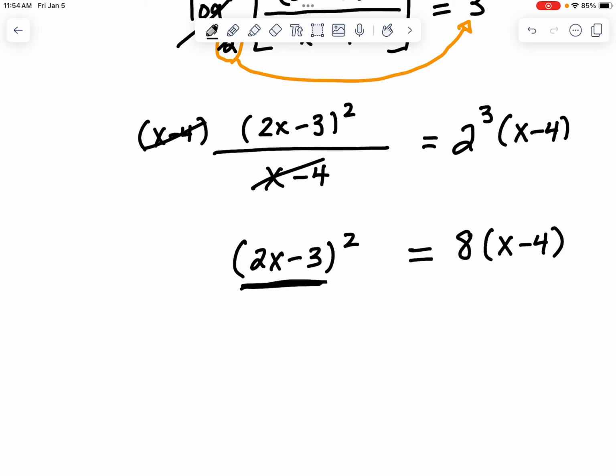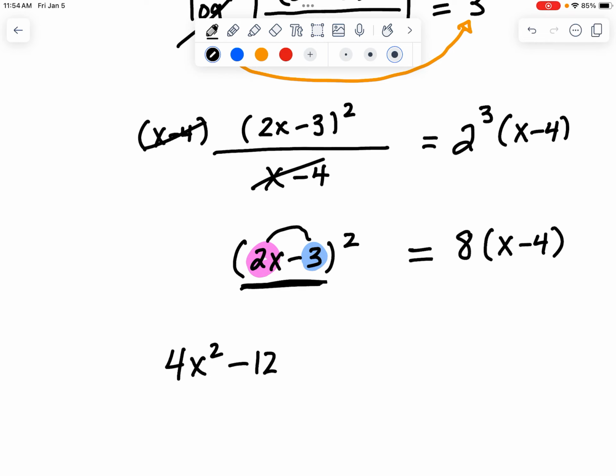You could literally do that, or you could do the shortcut where you take the first thing and square it. So that's going to be 4x squared. Then you multiply the two things. So when you multiply these two, that's going to be negative 6x, and then you double it. That's negative 12x. And then the little blue circle, that's a negative 3 being squared, is positive 9. On the right side, all I need to do is distribute. So that'll be 8x minus 8 times 4 is 32.